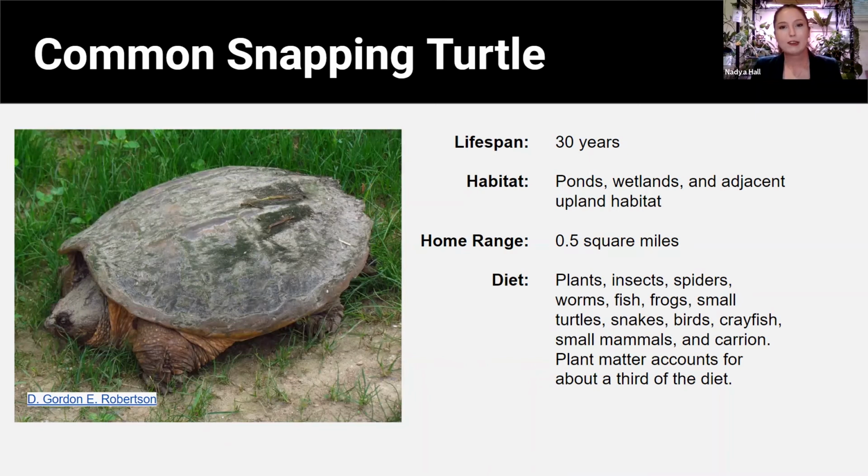And they're not sprinters. They're going to be staying in a relatively small area, about a half square mile or so. They'll be eating a lot of plant matter, insects, spiders, worms, fish, frogs, whatever kind of comes by while they're down there. Plant matter accounts for about a third of what they're eating. When they're small and they are much more agile, they will go after small fish and frogs.